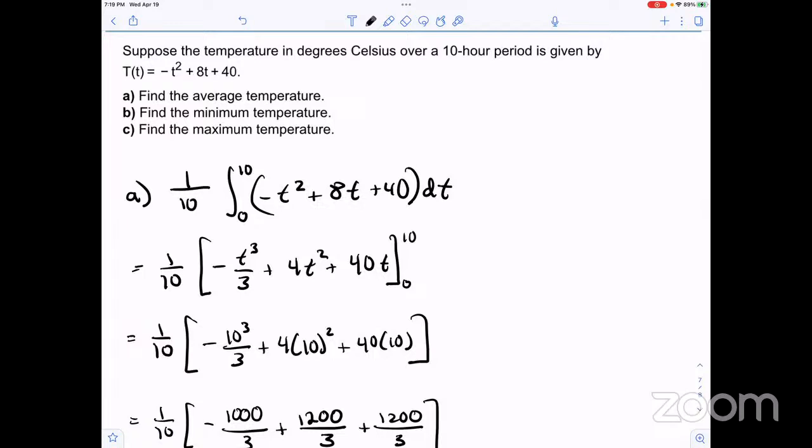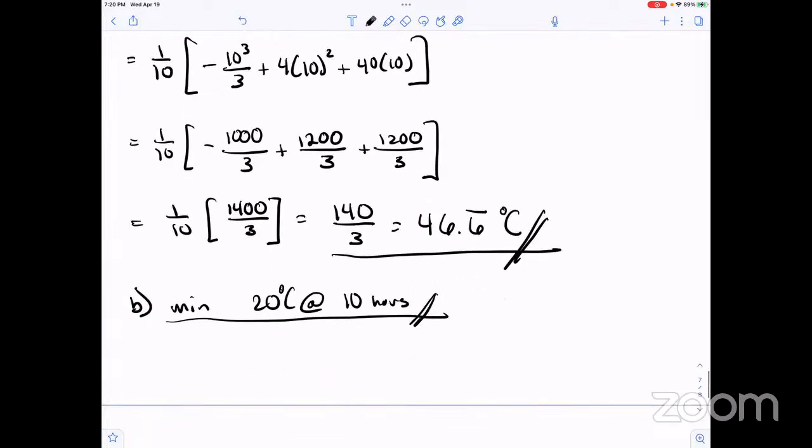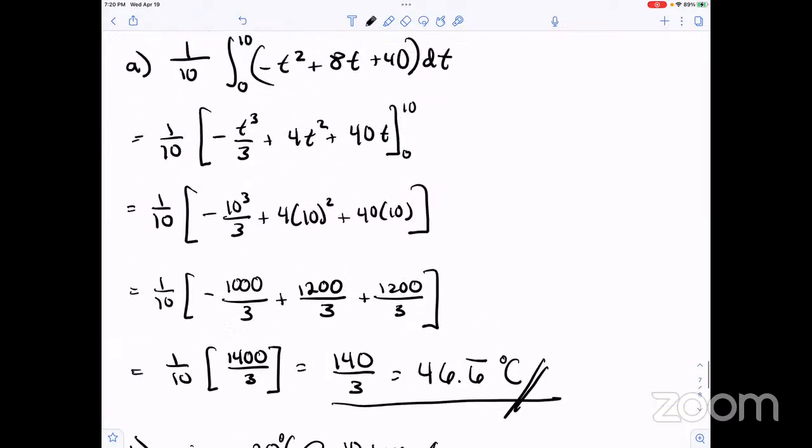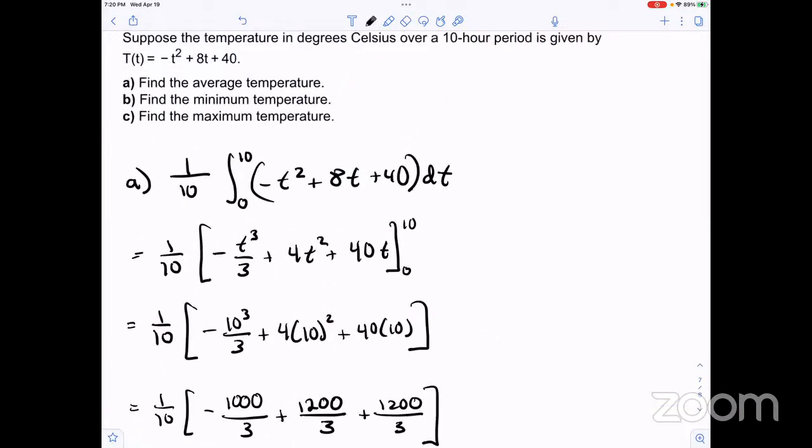The max should occur at the vertex, which is going to be negative B over 2A. So negative 8 divided by negative 2 is 4. So after 4 hours, we should be at the max. So then when we plug in 4, let me see, 16, 32. So I think we're at 56 degrees Celsius.